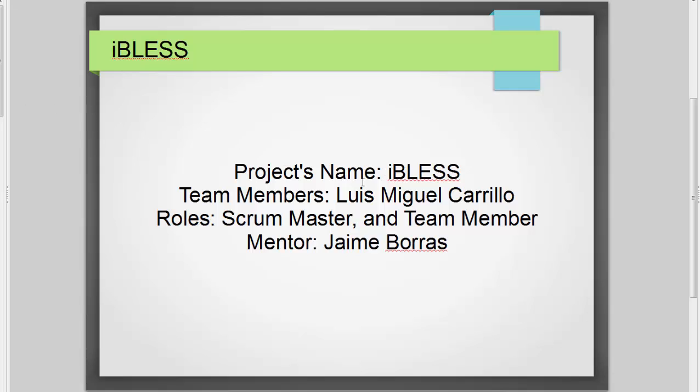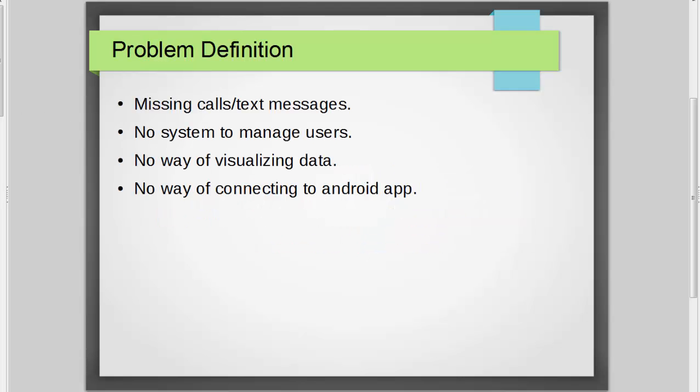The project name is iBless, the team member is Luis Miguel Carrillo, the role is Scrum Master as team member, the mentor Jaime Borras. Problem definition.